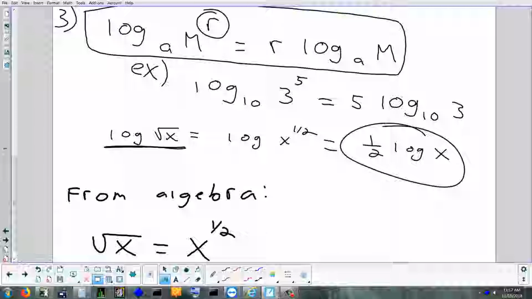So that's an example of writing something without any exponents. This has an exponent that's visible. This has an exponent that's hidden. Think of it that way. It's hidden in the square root. That's the only one that would ever be hidden that you've got to remember.